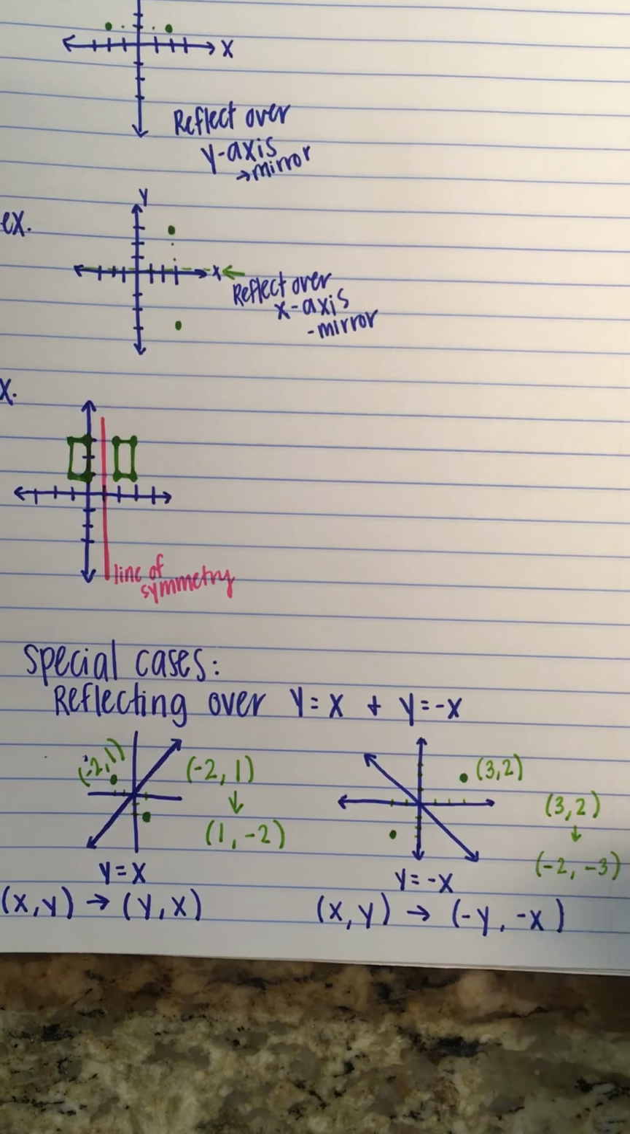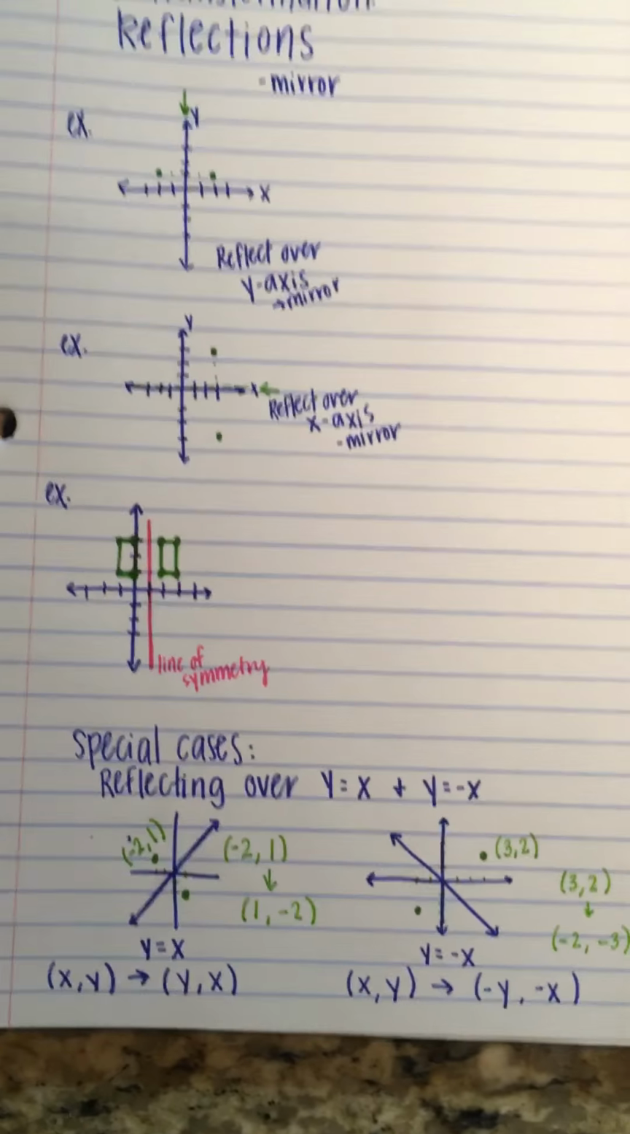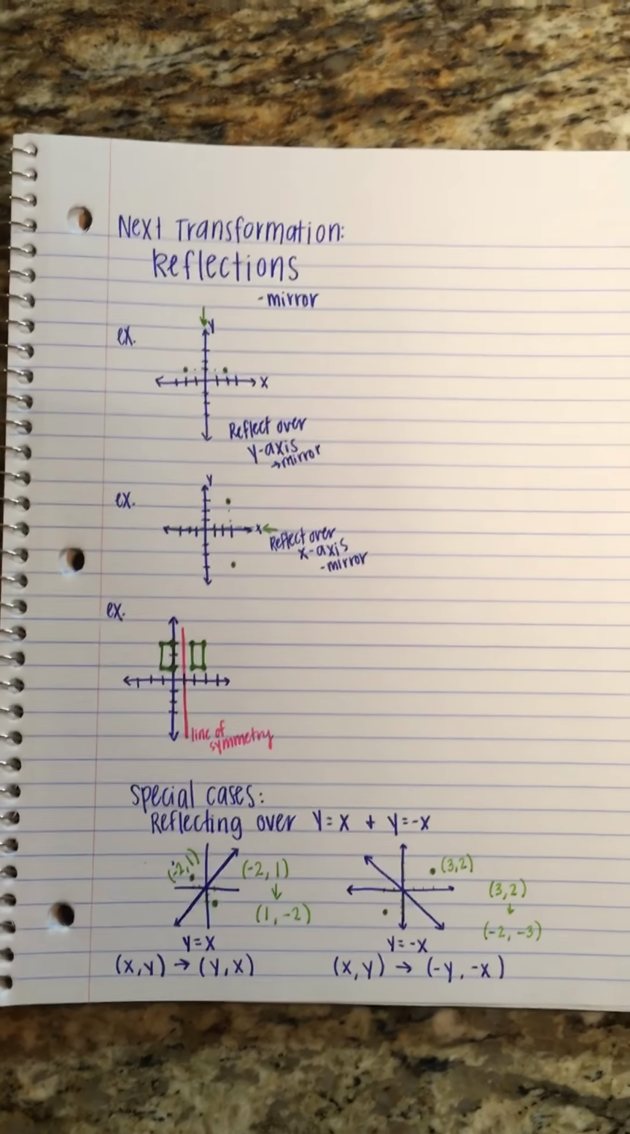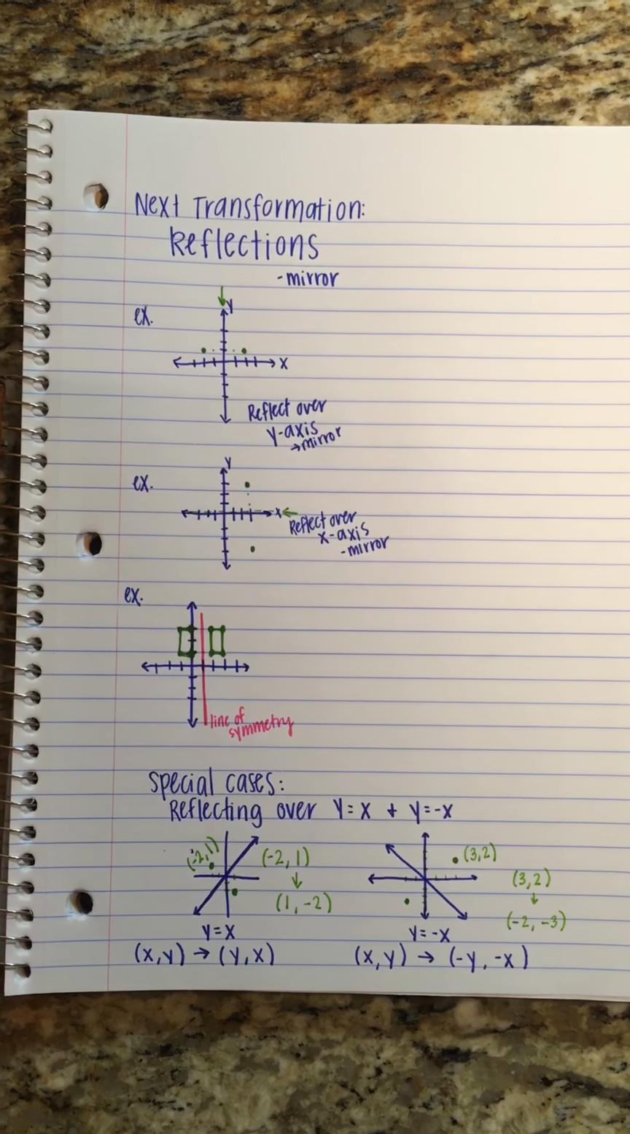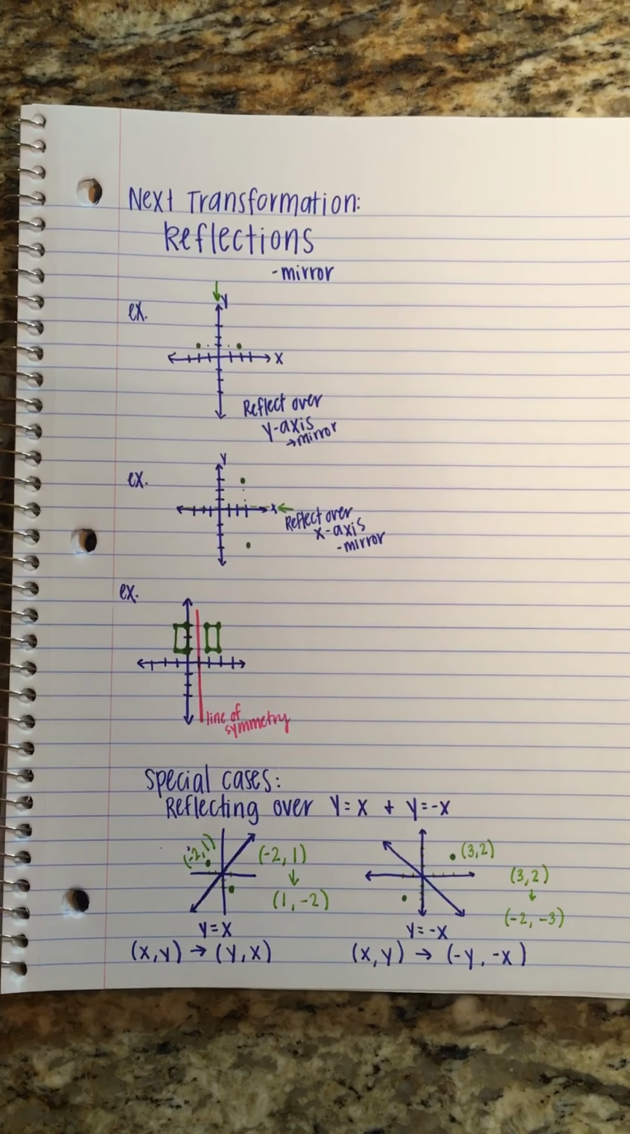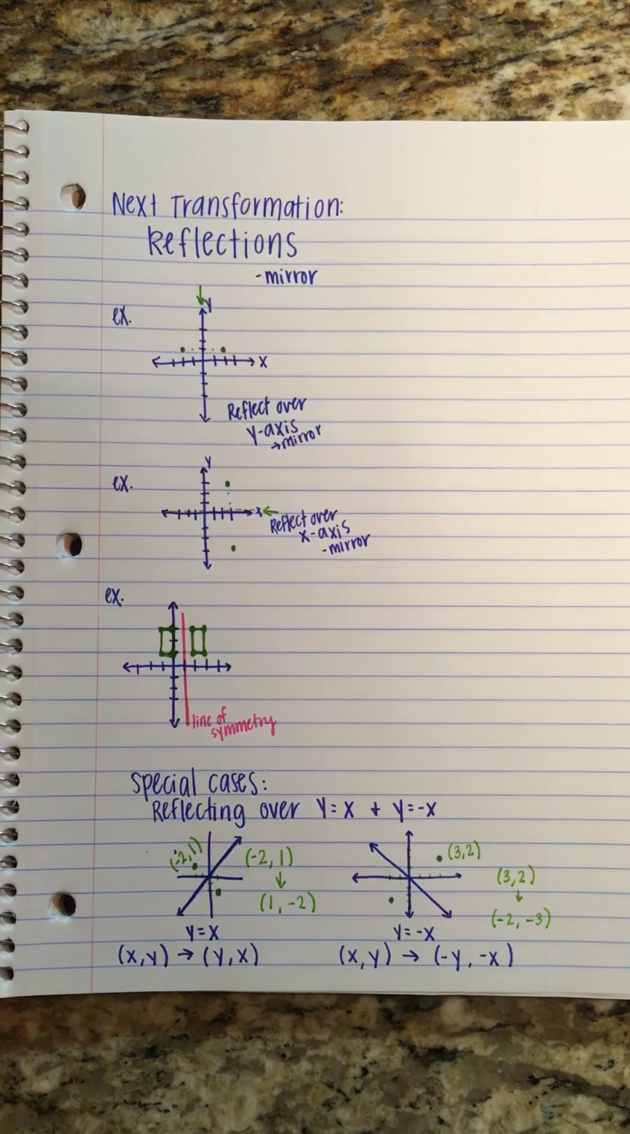So to recap, most of these can be done visually. The ones that cannot be done visually are y equals x and y equals negative x, and then just use your ordered pairs and the rules, okay?